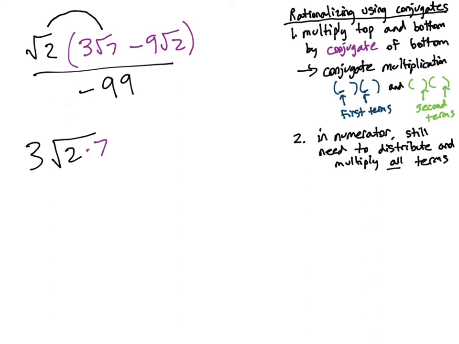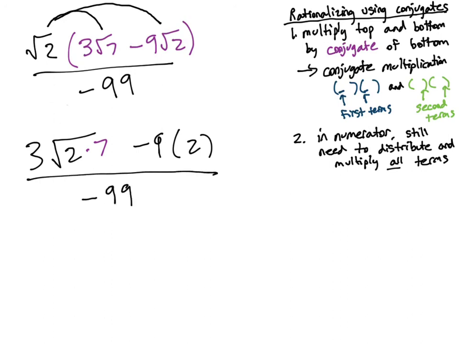And when we multiply times the other term in our numerator, we have negative 9 times, well, square root of 2 times square root of 2 is just equal to 2. So negative 9 times 2. This gives us 3 times the square root of 14 underneath that radical. Negative 9 times 2 is negative 18, and we have negative 99 in our denominator. So this fraction has been rationalized.